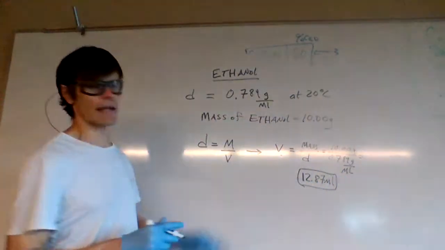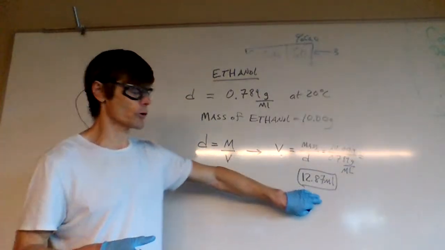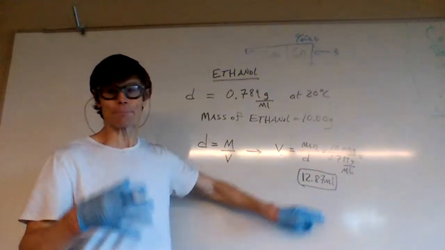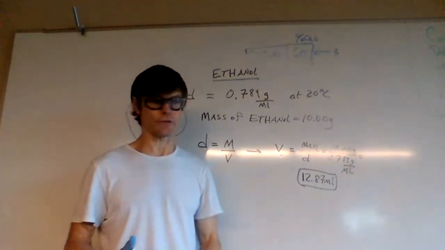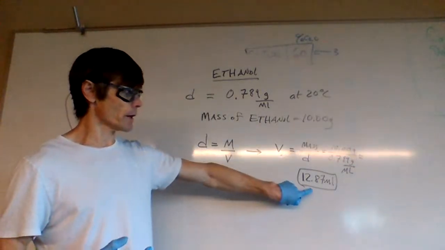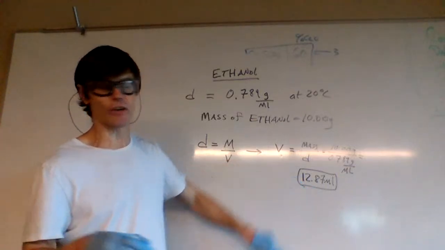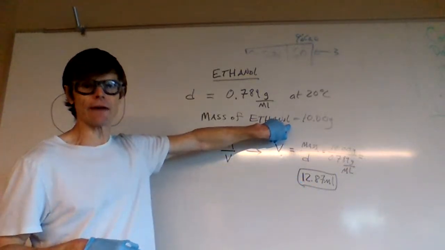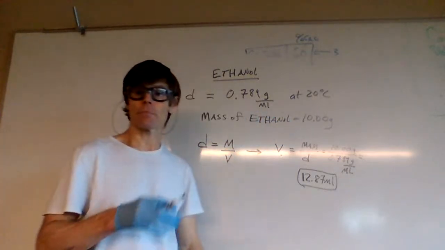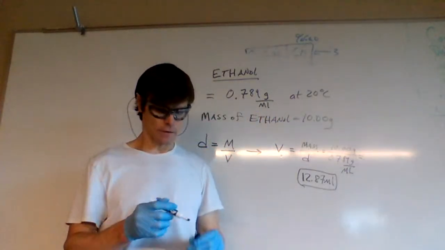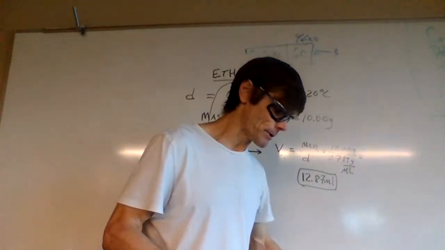So this is a good example of how we would use density to calculate a volume, and for liquids, those might be easier to measure than a mass that's asked for us. In other words, if we measure out 12.87 milliliters of ethanol, that's going to have a mass of 10 grams. And we would know that because we would know its density. So that's the use of density in an application.